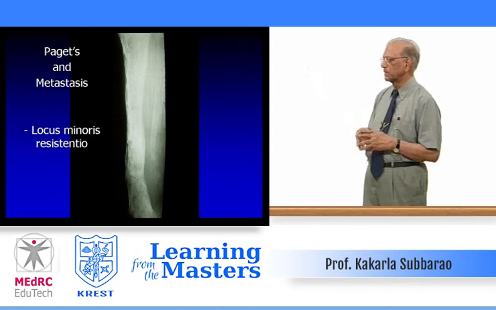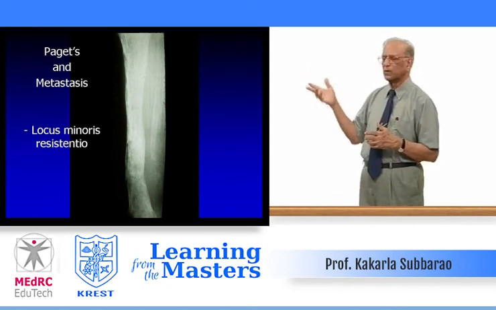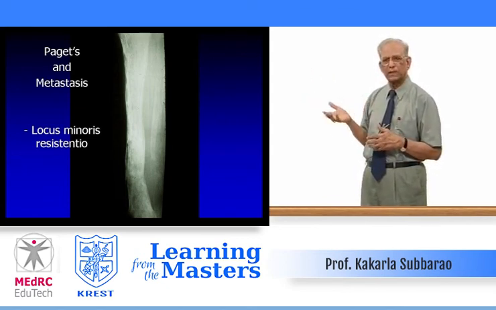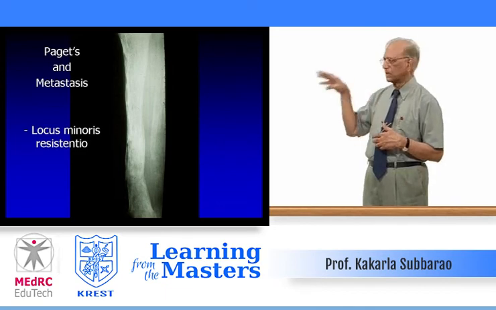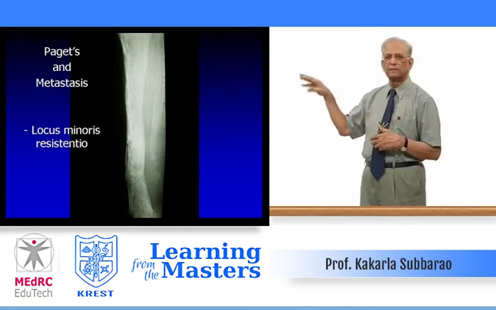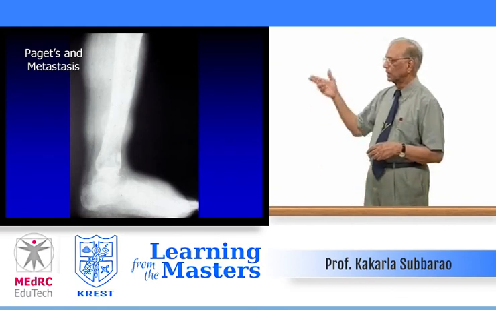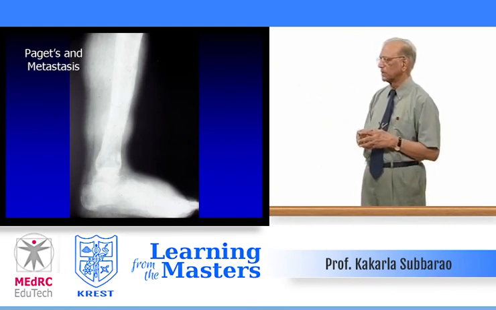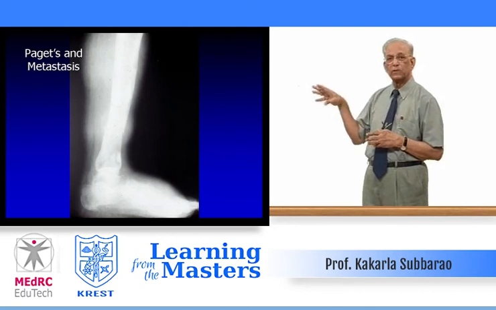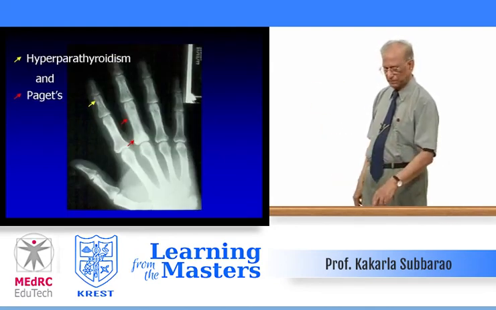Metastases, locus minoris resistentiae. In this particular case the patient has Paget disease but also carcinoma of the breast. Metastases have implanted at this site. Again, another example of metastasis being implanted in bones involved by Paget disease.